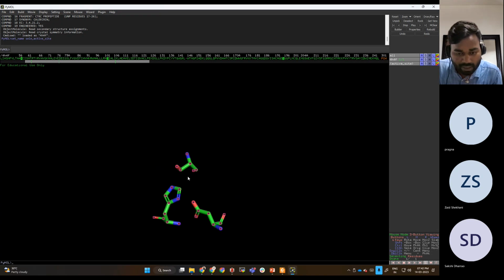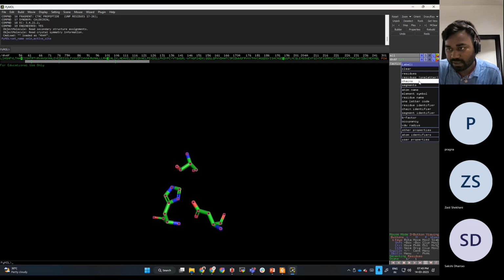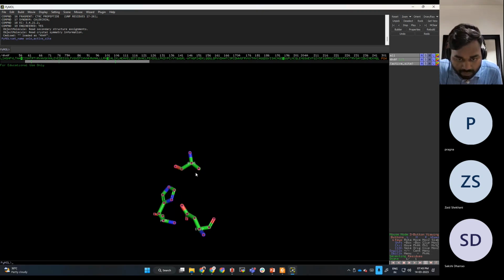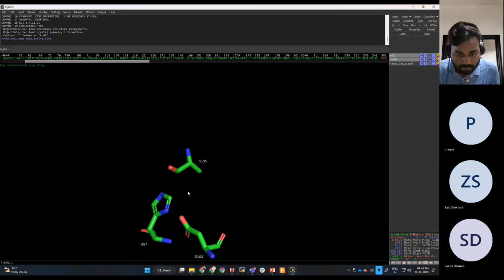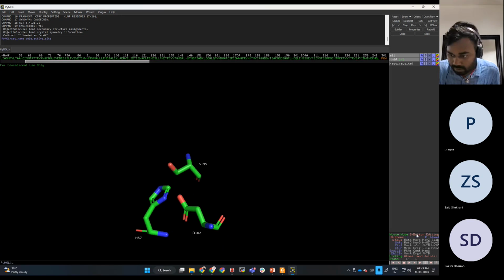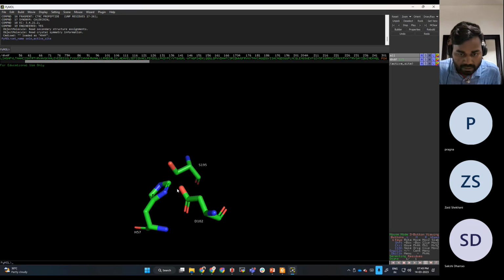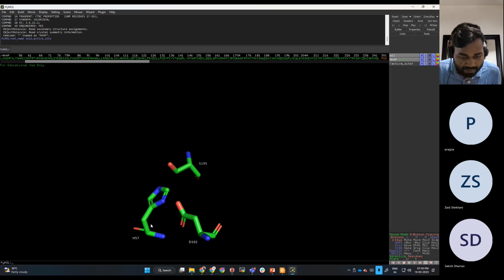And if you want to know what the positions are here, you can label also. Residue, one letter code. Are you able to see it? See, this is serine 195, aspartic acid 102, histidine 57. So this is your binding site.